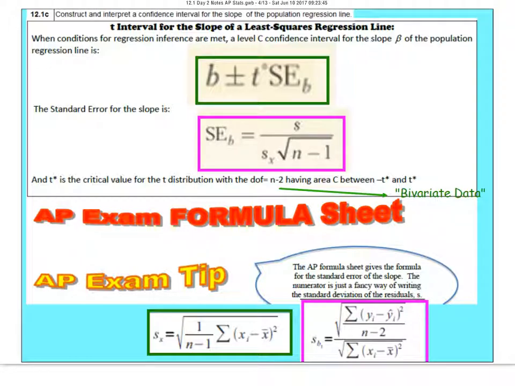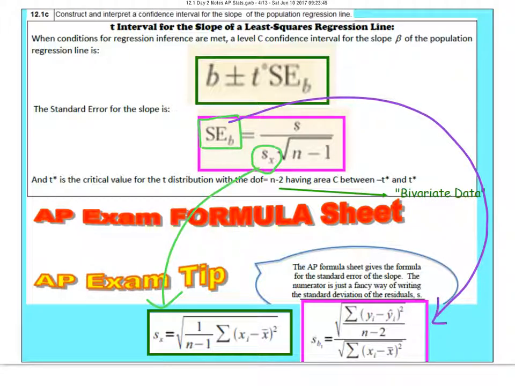Now, on the formula sheet, you're also going to find a few other things. This s of x, if you forgot what it was, the standard deviation of the x, is on the formula sheet and it's listed right here. Do know that the standard error for the slope is also listed on the formula sheet in a different format. What you could possibly also see is it being reported in this format.